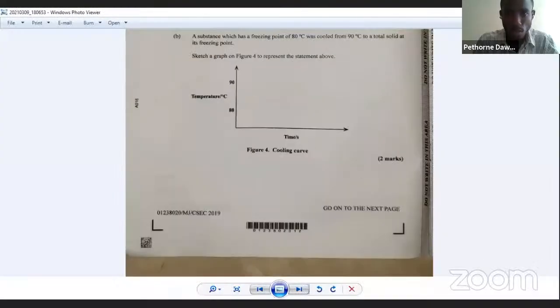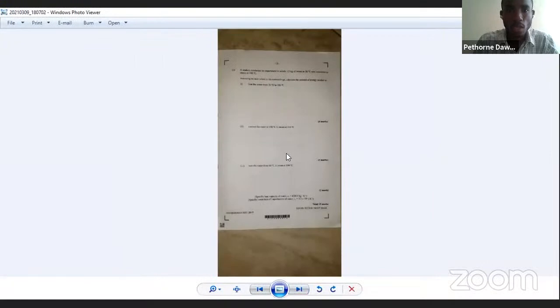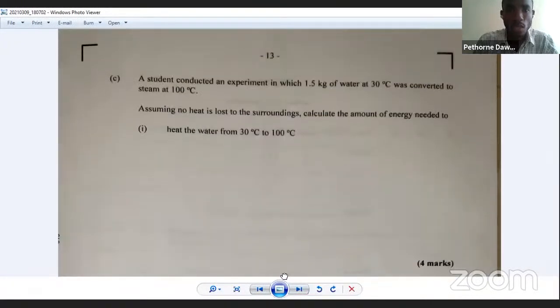All right, so next page. A student conducted an experiment in which 1.5 kilograms of water at 30 degrees Celsius was converted to steam at 100. Assuming no heat loss to the surroundings, calculate the amount of energy needed to heat the water from 30 to 100. Now this is a combination question.